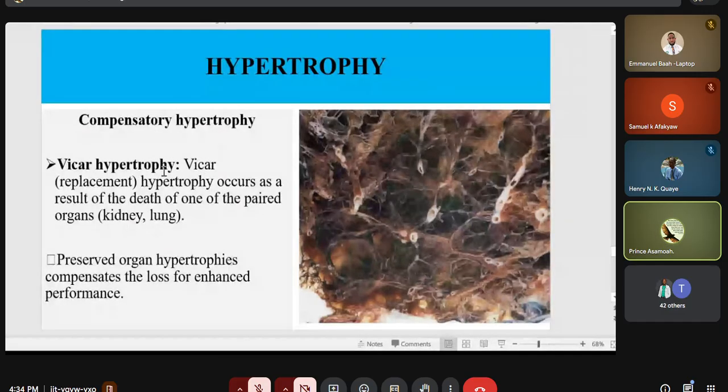Then one of the compensatory hypertrophies is the vicar hypertrophy. Vicar hypertrophy usually occurs in the organs that are double in our body, like kidneys and lungs. When one is injured, the other one must do double work because of the one injured. The work doubles up, and once it becomes double, it undergoes hypertrophy. So vicar hypertrophy happens in paired organs like kidney and lungs.